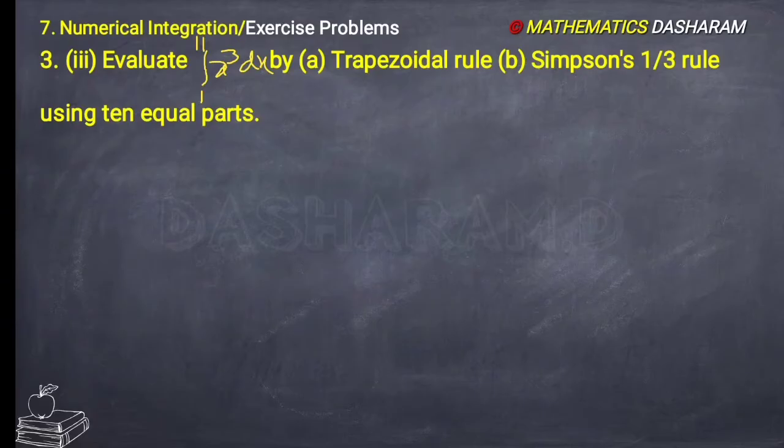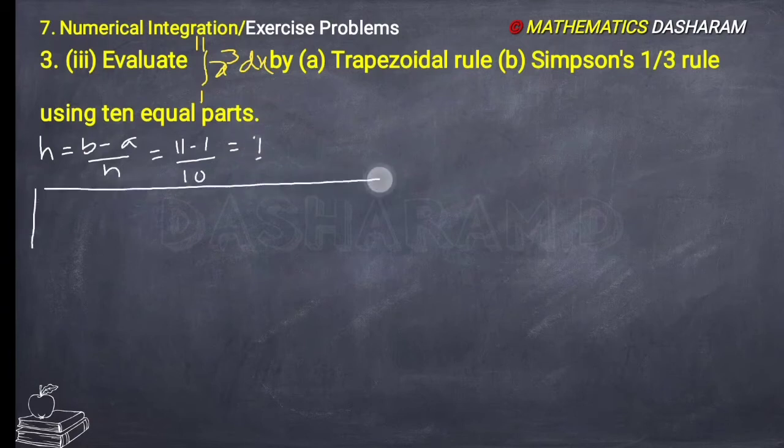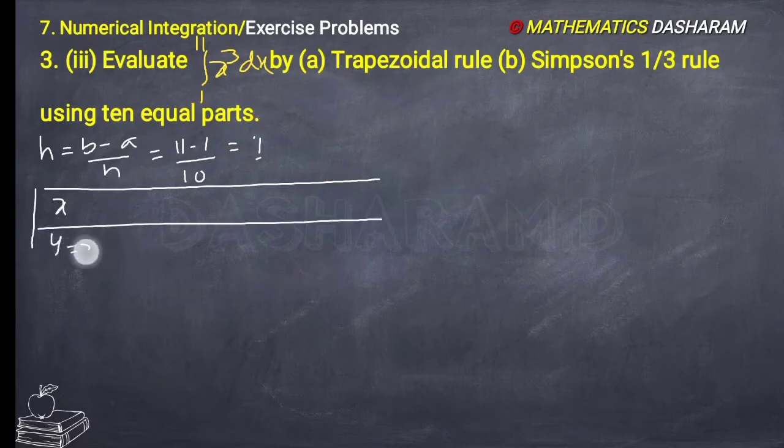Next question: evaluate the integration from 1 to 11 of x cube dx by the trapezoidal rule and Simpson 1 by 3rd rule using 10 equal parts. Here h equals b minus a divided by n, so 11 minus 1 divided by 10 equal parts. So the n value is 10, and h is equal to 1. Now draw a table. Here x and y, where y means the given function, that is x cube.